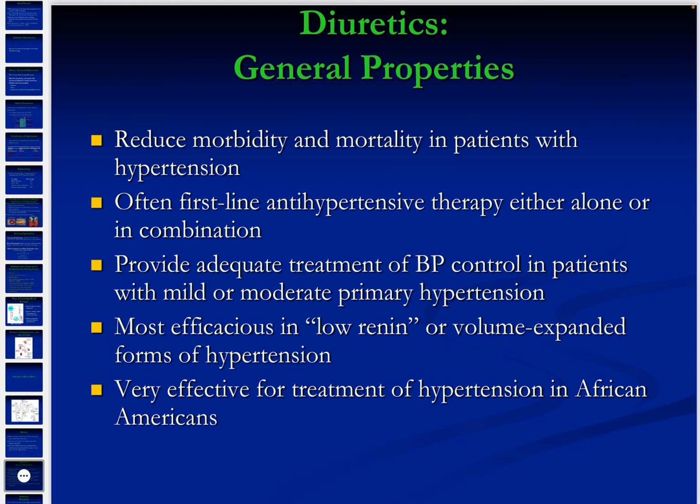Sometimes in cases of moderate hypertension, if diuretics alone do not provide sufficient control over the blood pressure, we add another agent. And we're going to talk about which agent as we go through the slides. They are most efficacious in low renin or volume expanded forms of hypertension. Who remembers what renin is? Did you learn about the renin angiotensin system? Yes. How about angiotensin 1 and angiotensin 2?